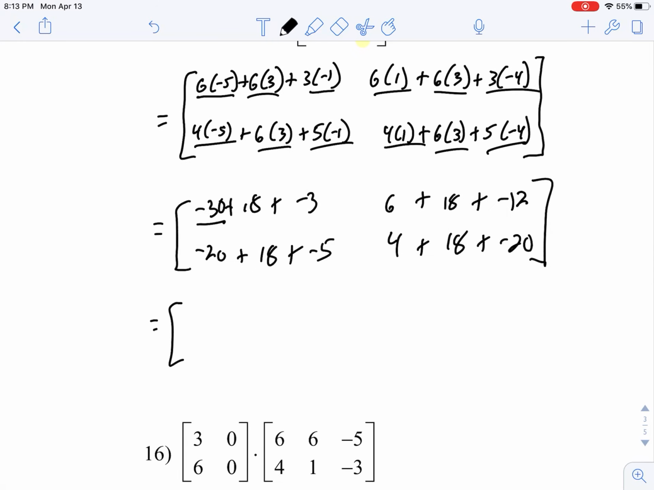Let's see, negative 30 plus 18 is going to be negative 12, minus 3 is negative 15. 6 plus 18 is 24. 24 and negative 12 is 12. Negative 20 plus 18 is negative 2. Negative 2 and negative 5 is negative 7.